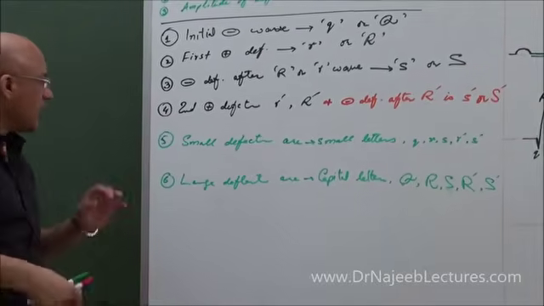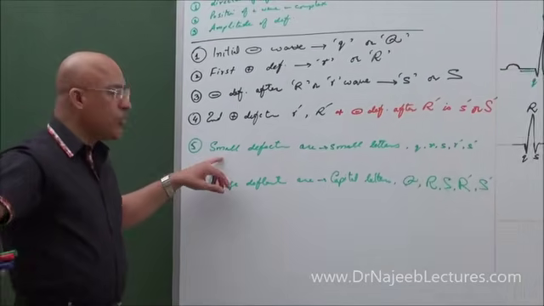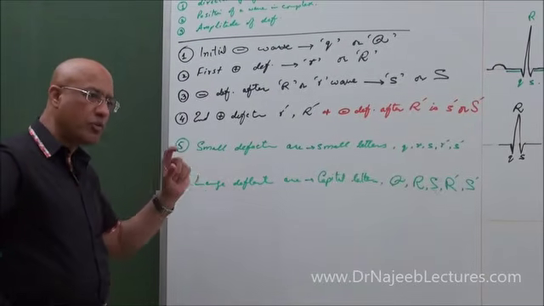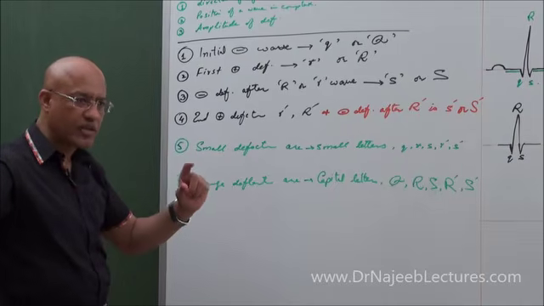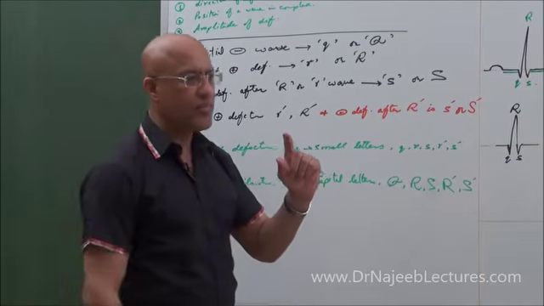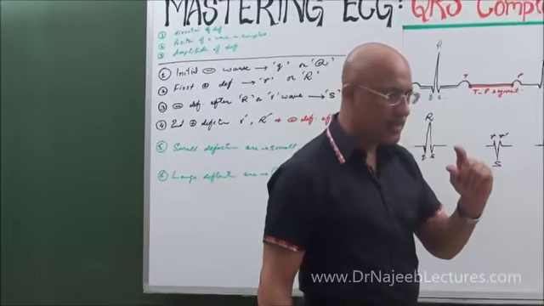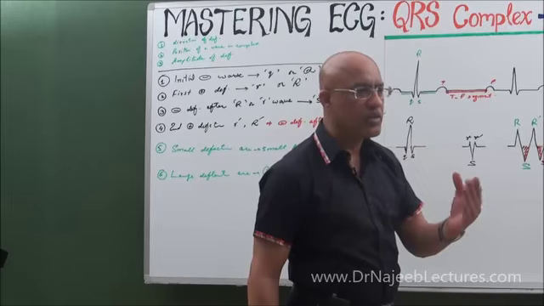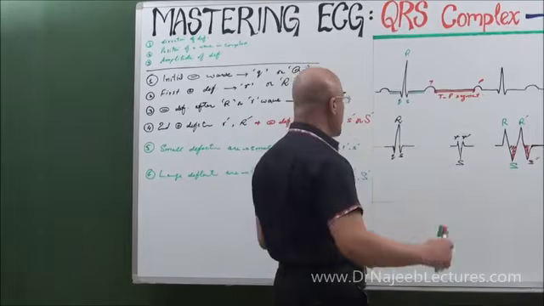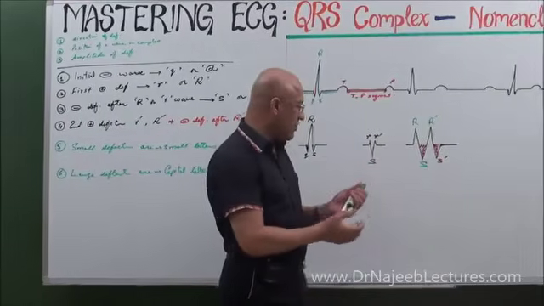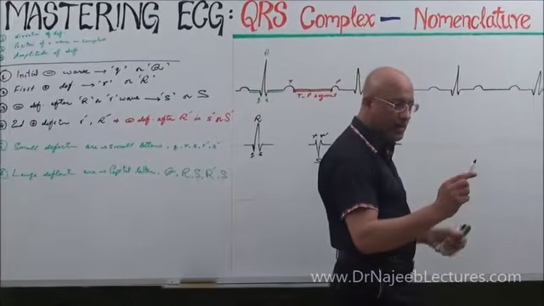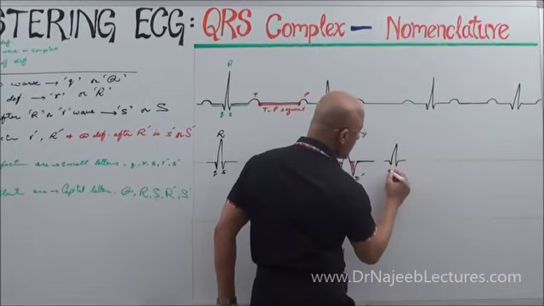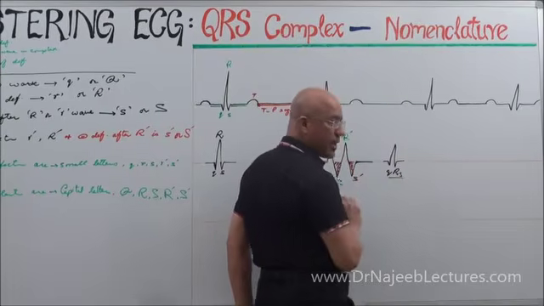Some authors believe, how do you define that there is a small deflection or a large deflection? Some authors believe that when the deflection is more than 3 small squares, it should be considered a large deflection, and when the amplitude of deflection is less than 3 small squares, it should be considered a small deflection. Now, just for practical purposes, I will draw some QRS complexes and you will rapidly label them. This is the classical one. What is this? Q, R, S complex.